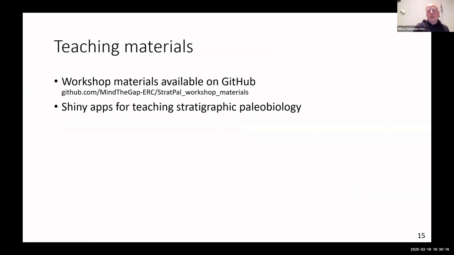We have plenty of teaching materials on this. We have a whole workshop that you can either give or work through yourself. It's available on GitHub. And I think for the people among you who also teach, we also have a really nice Shiny app, which I just want to show as a last thing here.